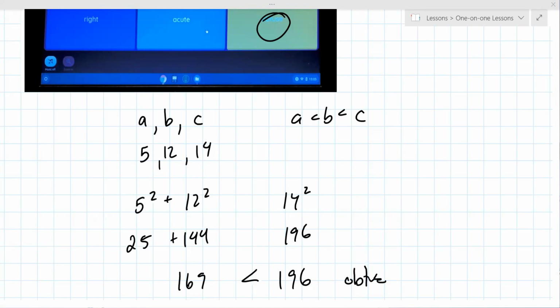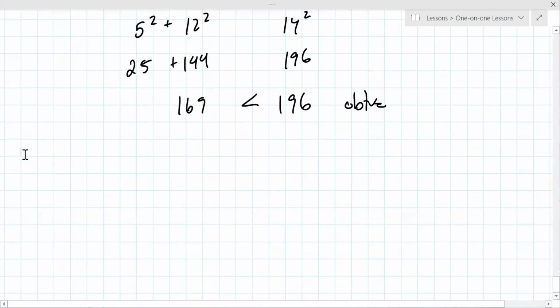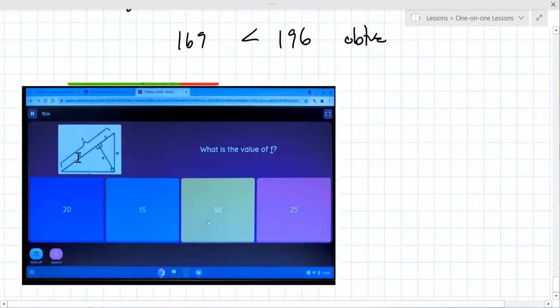All right, number 12. What is the value of f? Okay, so I'm looking at this picture, and it's either not detailed or I can't see it very well. You might have to help here. What is this E over here? And then what's down here? There's no number.